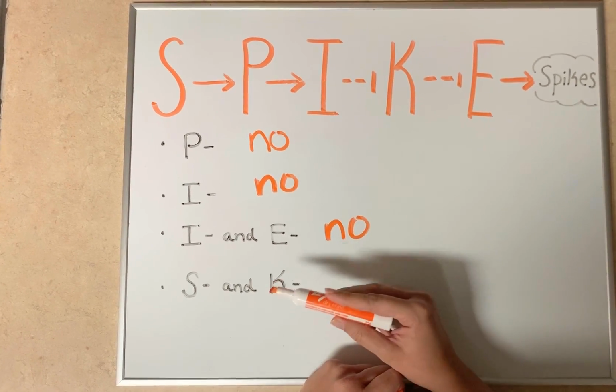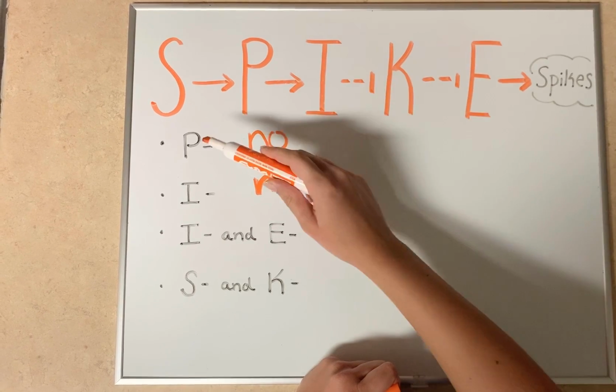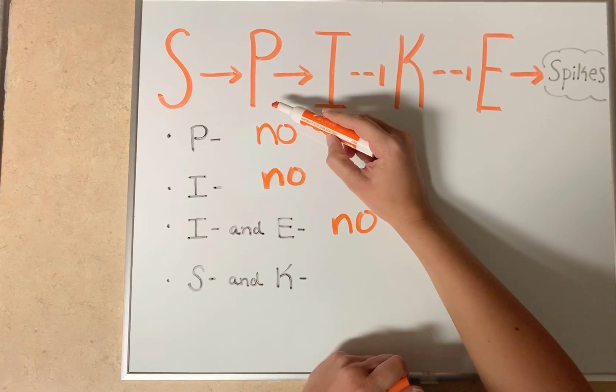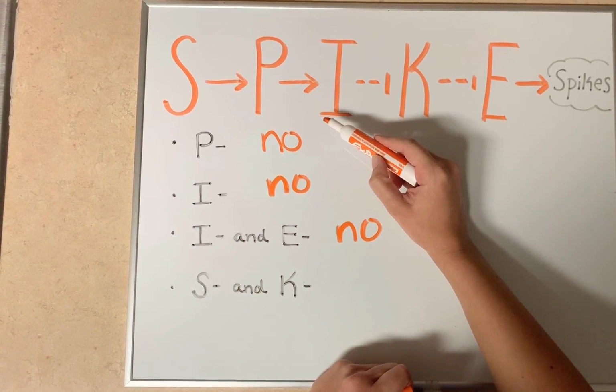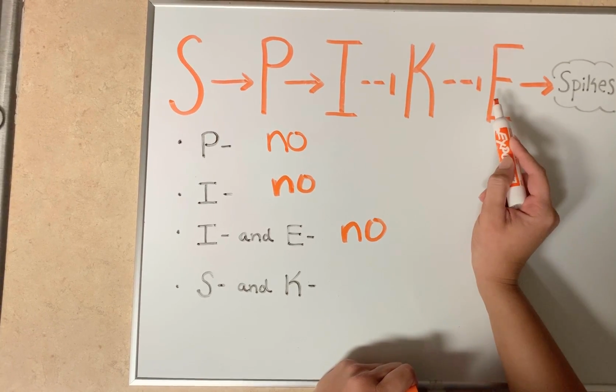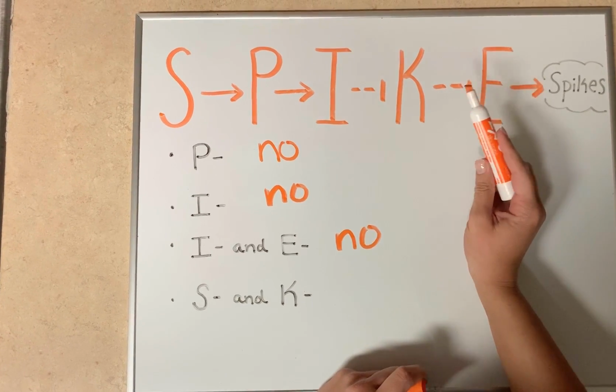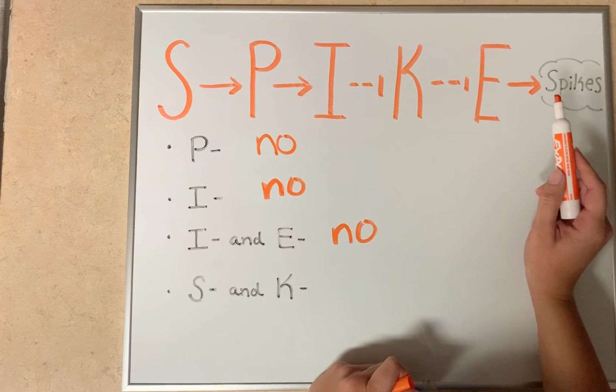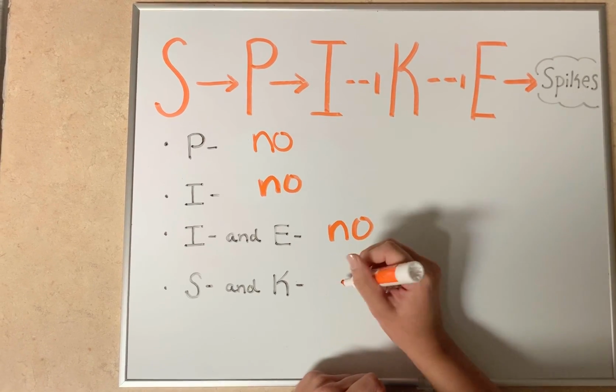Lastly, there are mutants for the S and K alleles. Without S, the P gene cannot be activated, which activates I, but K does not repress E because it is absent. Therefore, we finally have spike production due to E gene product activation.